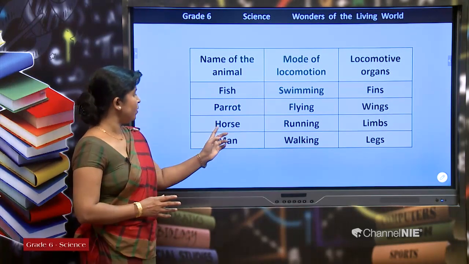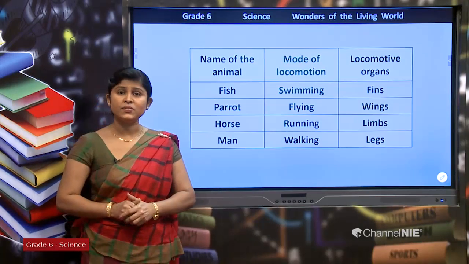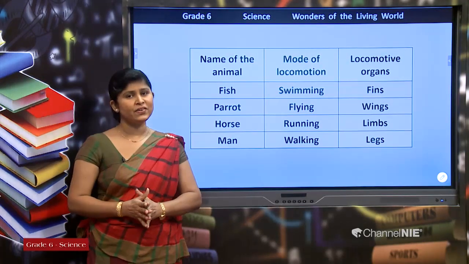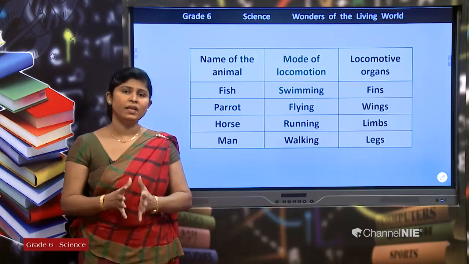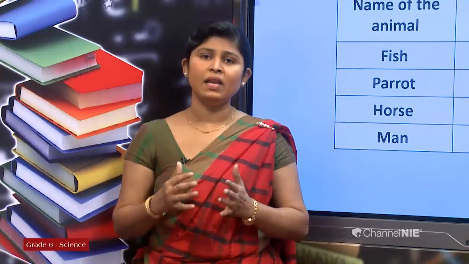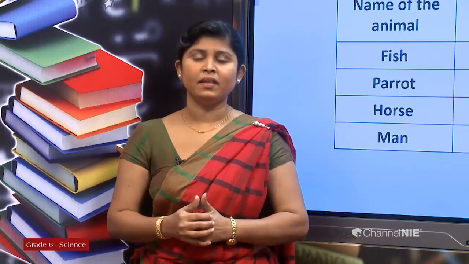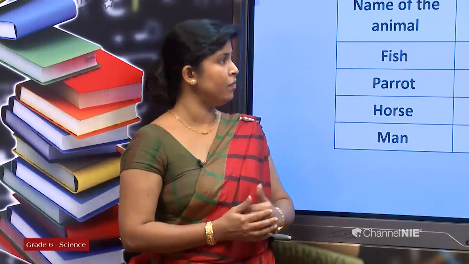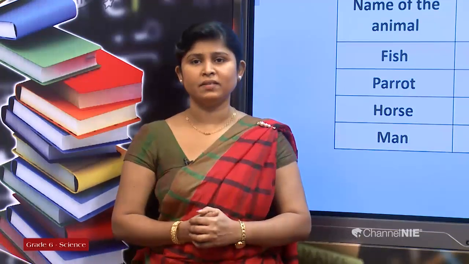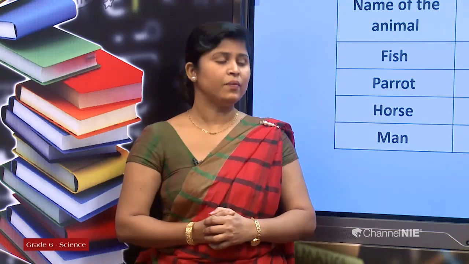Then when we think about the horse, it is a terrestrial animal. What do you mean by terrestrial animals? Terrestrial animals means the animals that are living on the land. They are well adapted to live on the land. They have legs and they can run fast. So, their mode of locomotion is running.